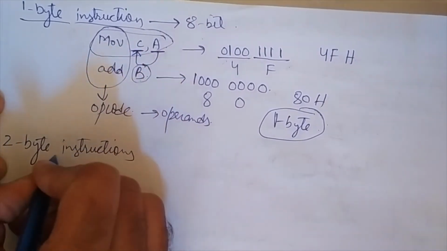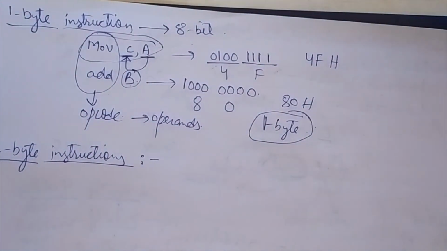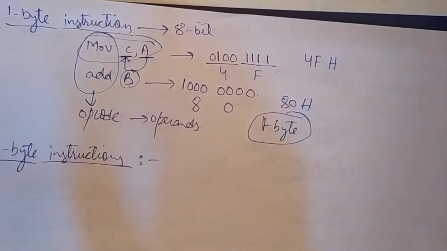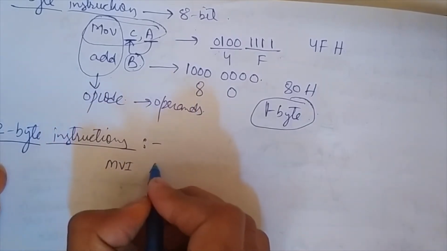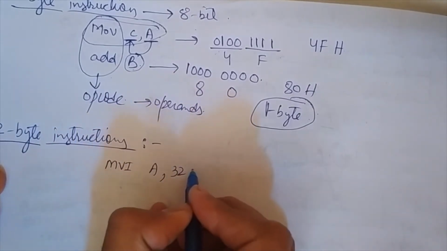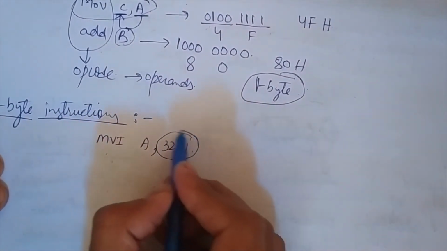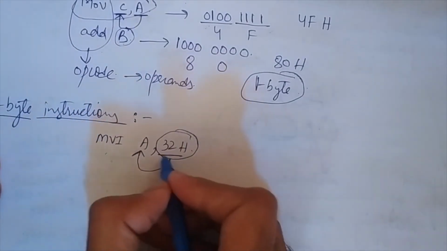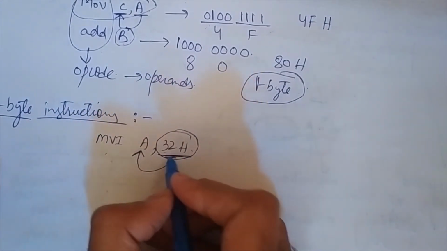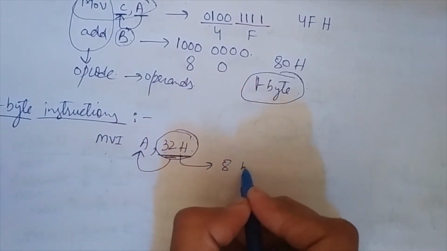These are the instructions that occupy 2 bytes in the memory, or we can say they are 16 bits each. Some examples of 2-byte instructions are, for example, MVI A, 32H. This instruction says move this number to a register. And this number is 32H. 32H means it is a hexadecimal number of 2 digits, so it will be an 8-bit operand.